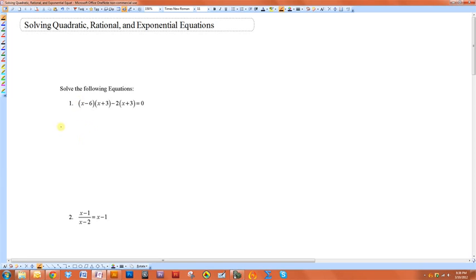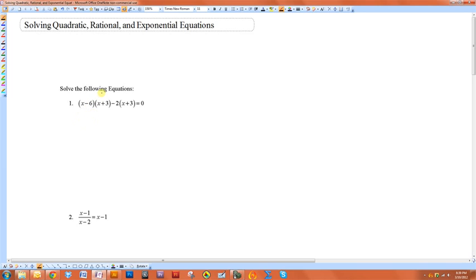Okay, so in this video I'm going to solve various types of equations, including quadratic, rational, and exponential equations. Well, with this first one, this is a quadratic equation. If you were to FOIL this piece out and distribute this and then combine like terms, you'd get a quadratic equation. So you could do it in that way. You could start solving it by FOILing and simplifying.